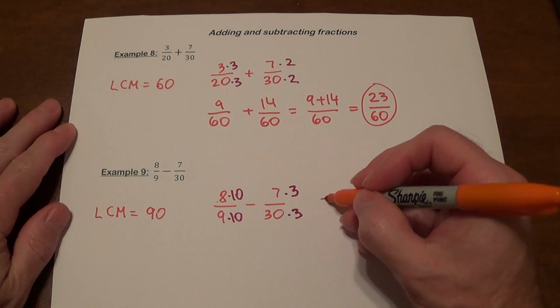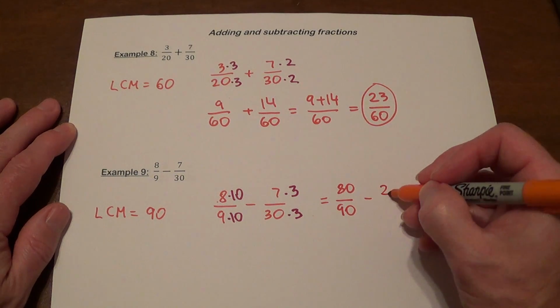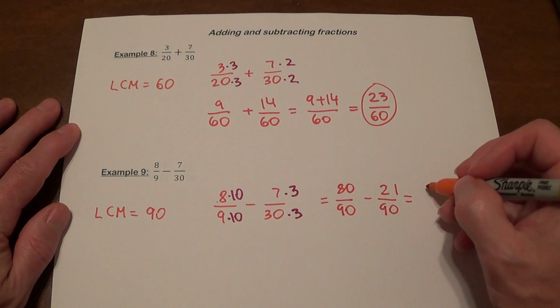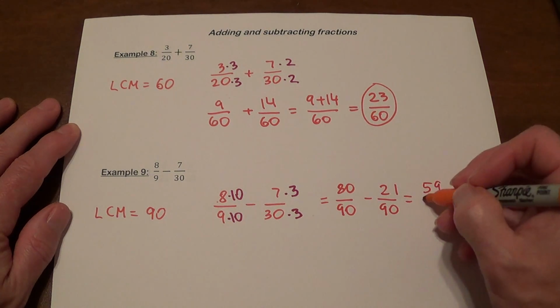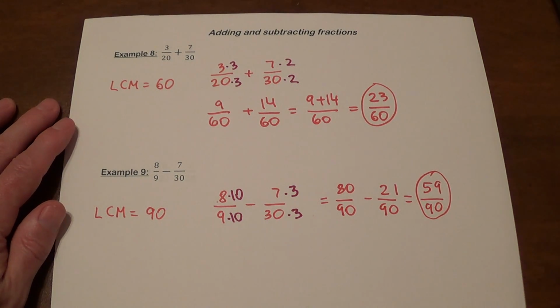Alright, so what are we getting here? We're getting 80 over 90 minus 21 over 90. 80 minus 21 will give you 59 over 90. This cannot be simplified. That's the answer.